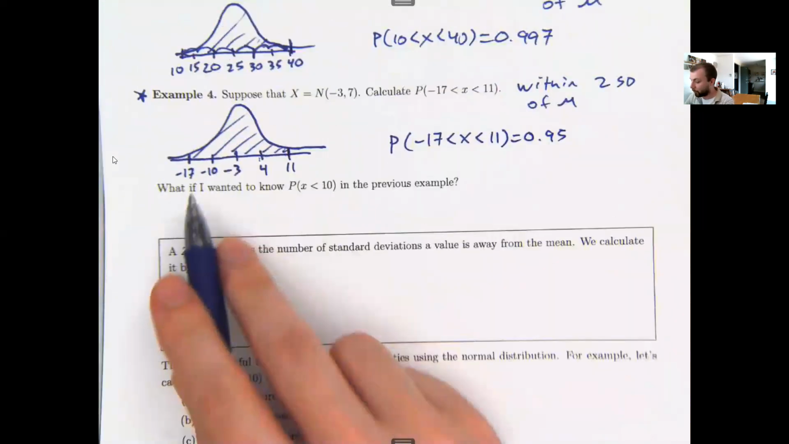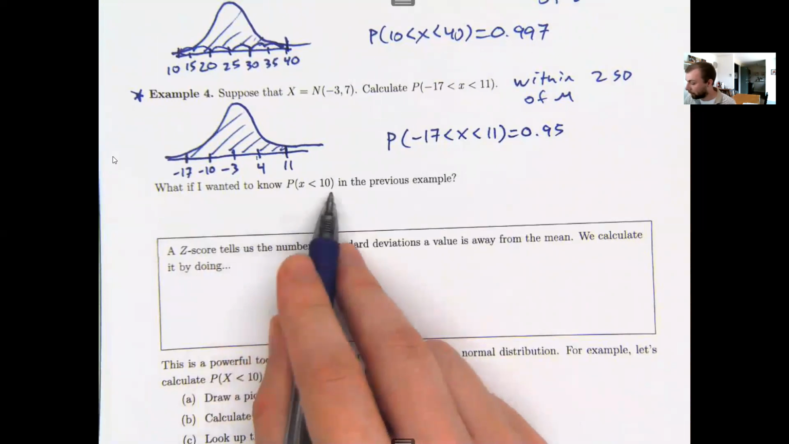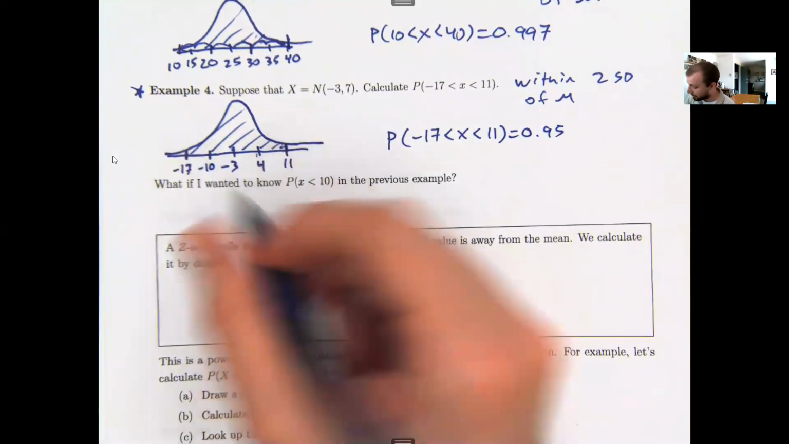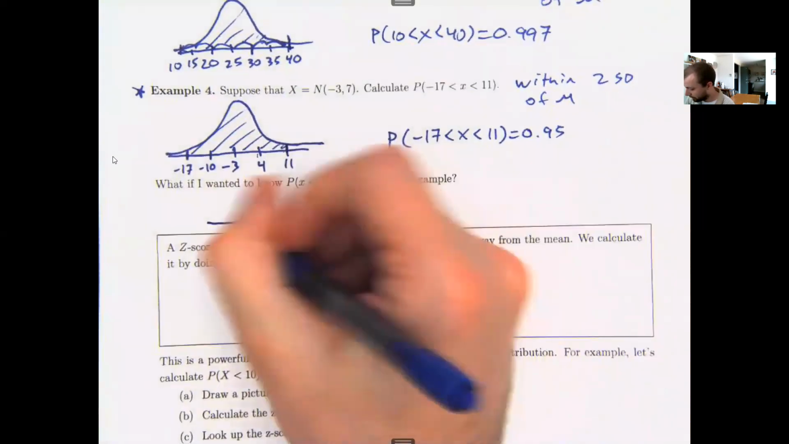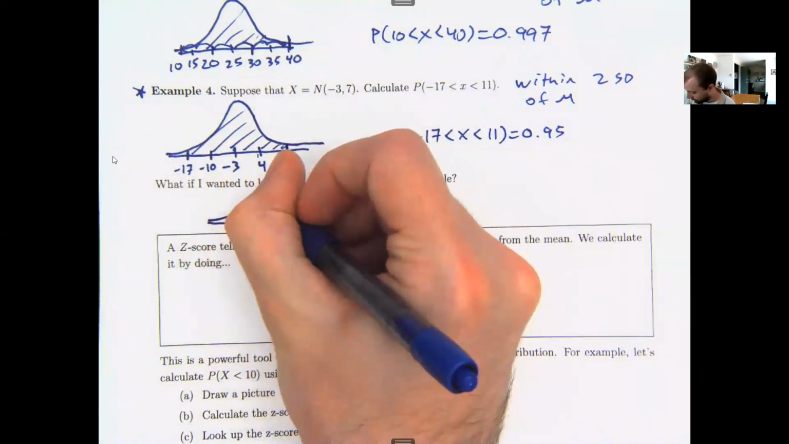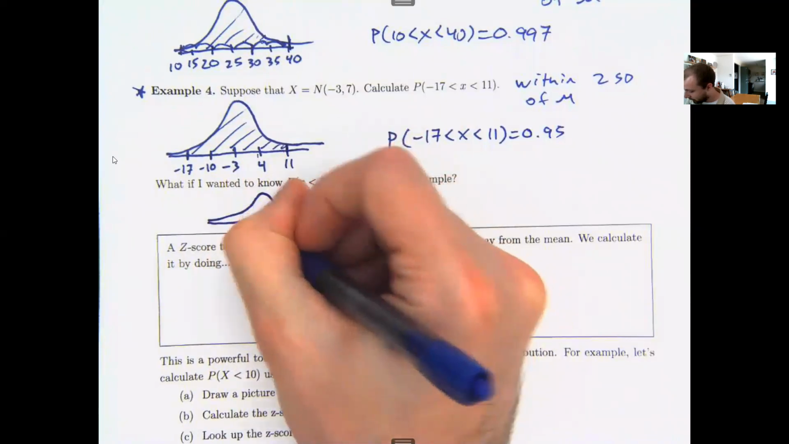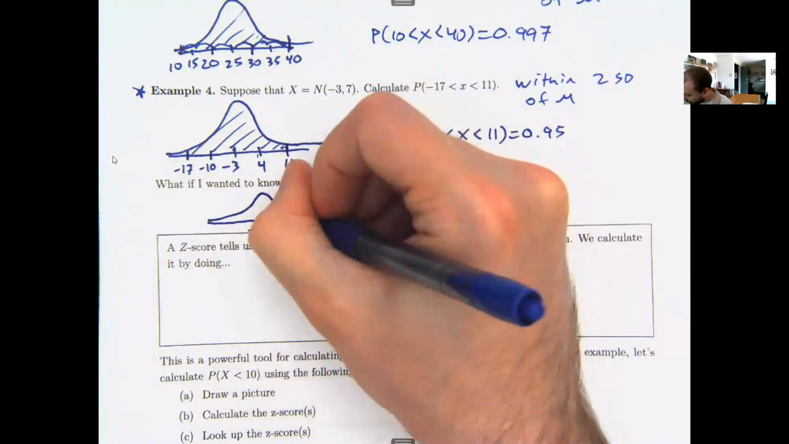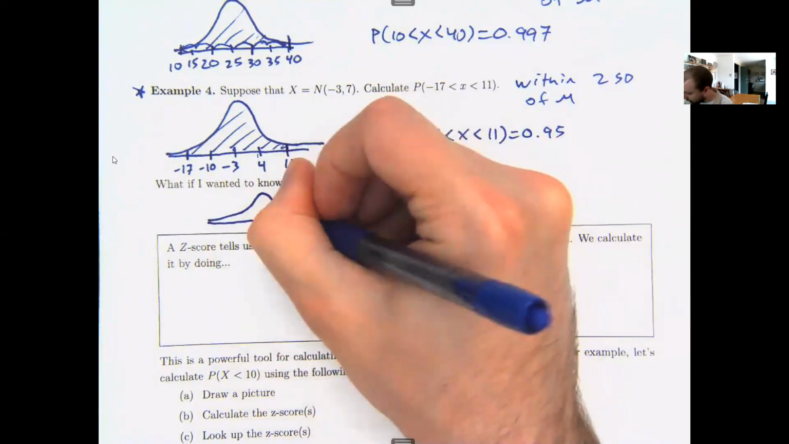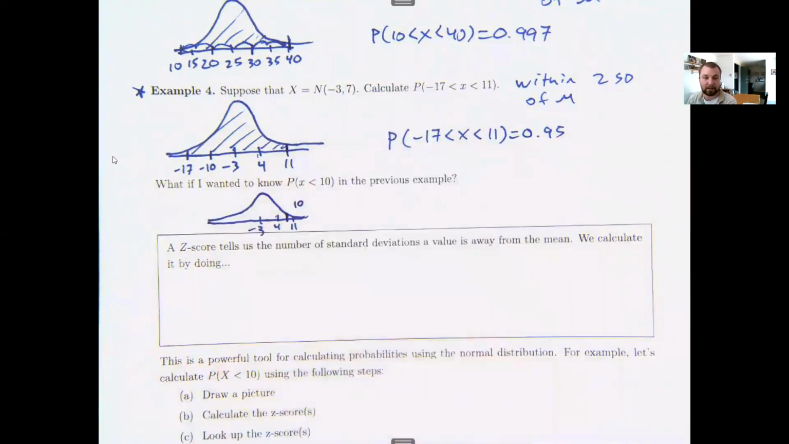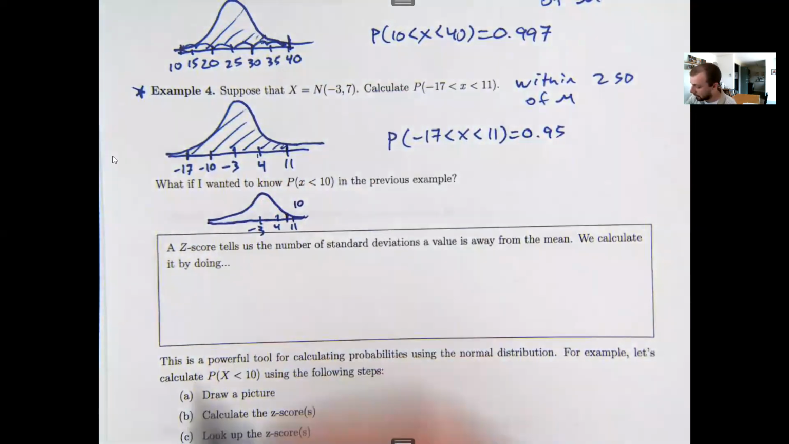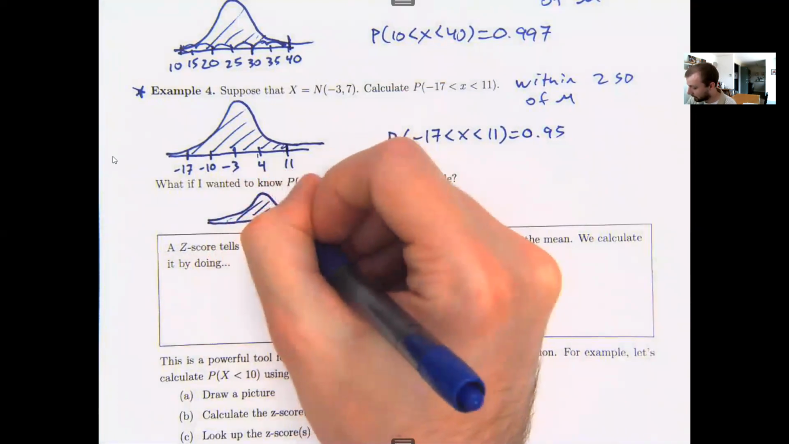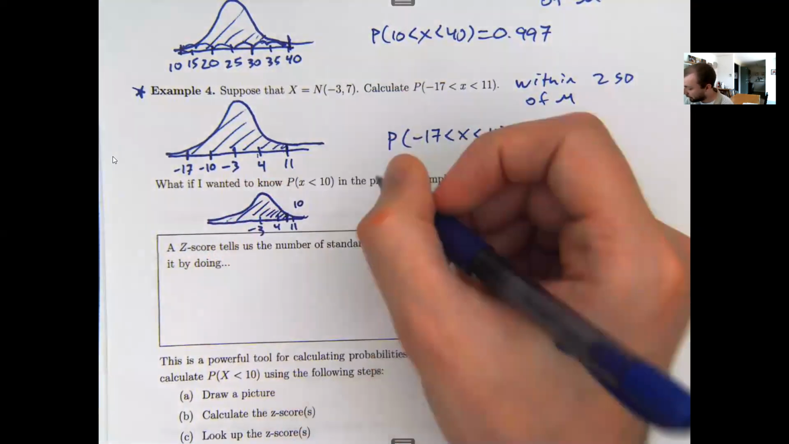So a follow-up question: what if I wanted to know the likelihood of 10 or less? So not -10, but +10. And on my graph, I see something a little bit weird. -3, 4, and 11. 10 is right here, and it's more than 1 standard deviation, but it's less than 2 standard deviations. And I want that amount or less. So I have a little bit of an issue.